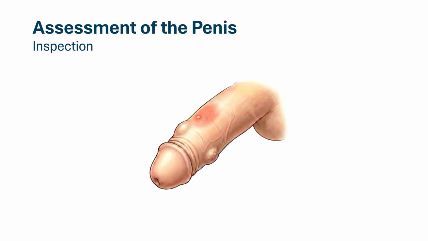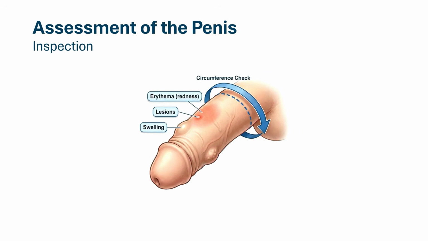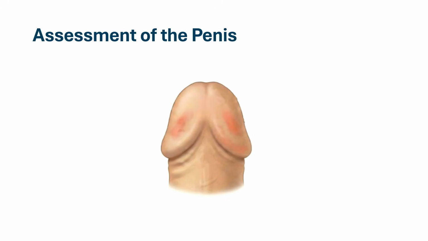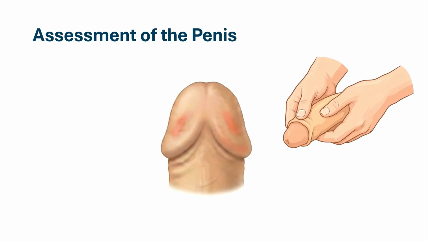Examine the skin circumference, check the shaft for erythema, lesions, swelling, and nodules. Check if the foreskin is present and for color, location, and integrity. If uncircumcised, ask the man to retract his foreskin with fingers and thumb.